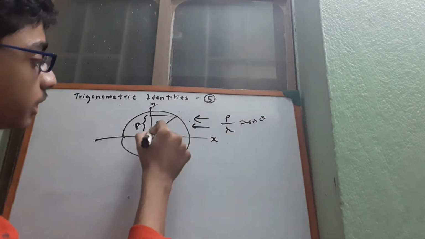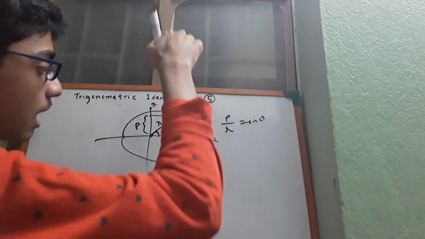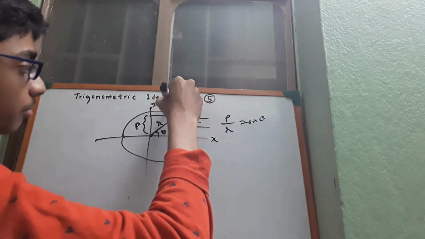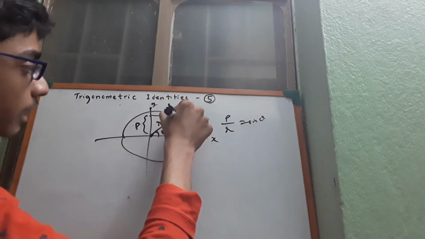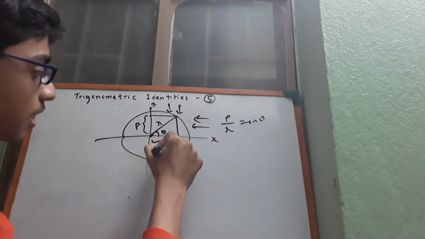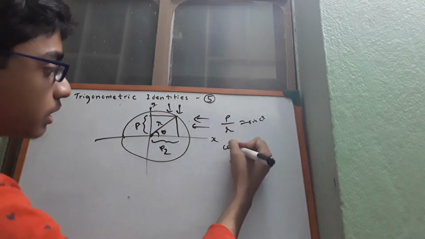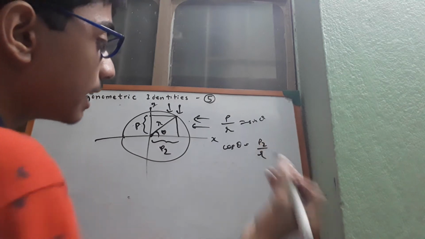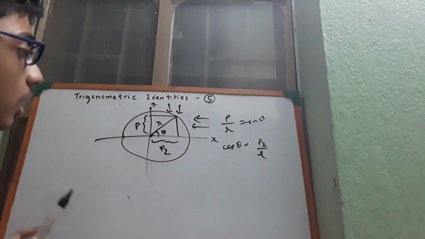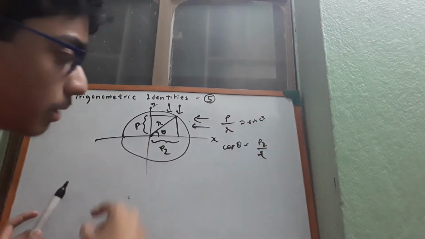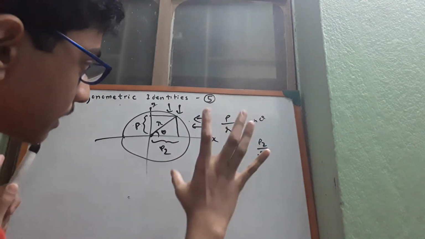Cos theta, similarly, is the projection of the same radius on the x-axis, like when you are shining light from above. Draw a line parallel to the y-axis, and this length here, say p2. So cos theta would be p2 over r. The r is not changing, obviously. Now please make this concept very clear. You may see the video once again, you may rewind.